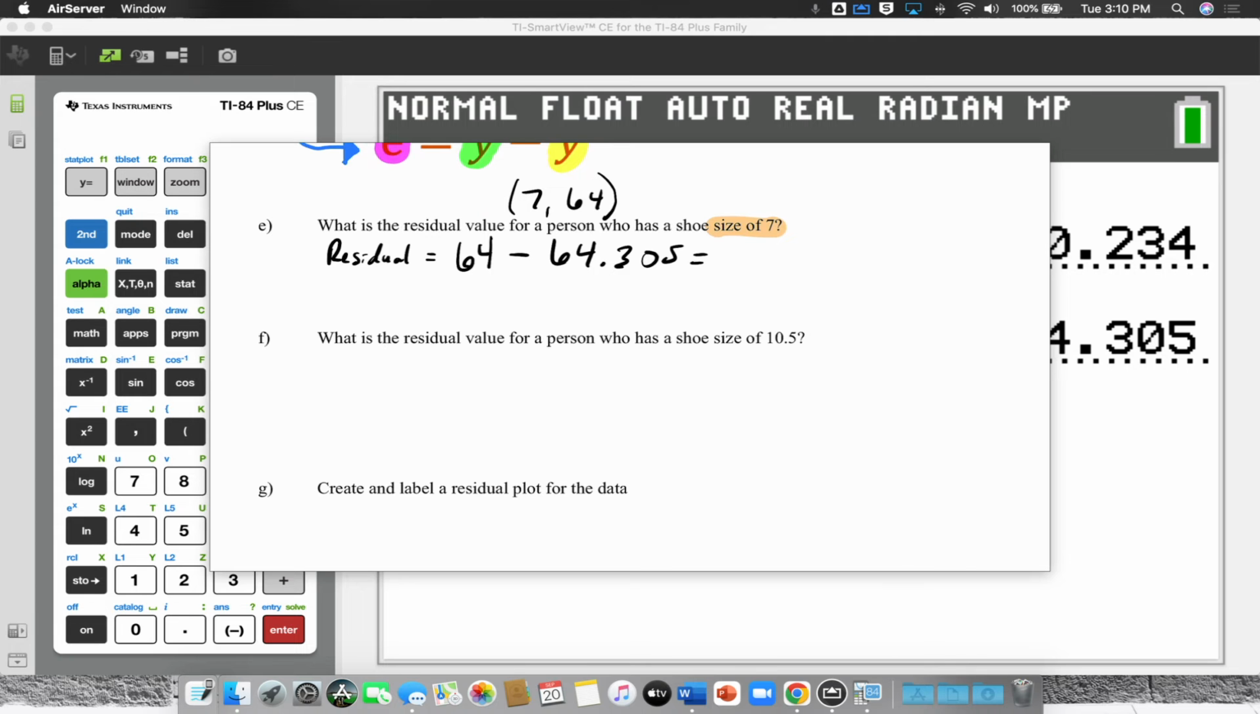So we subtract those and we get negative 0.305. So that's the residual for the person who is 64 inches tall. Shoe size 7, 64 inches tall. What I want you to do now is find the residual for the other two people.